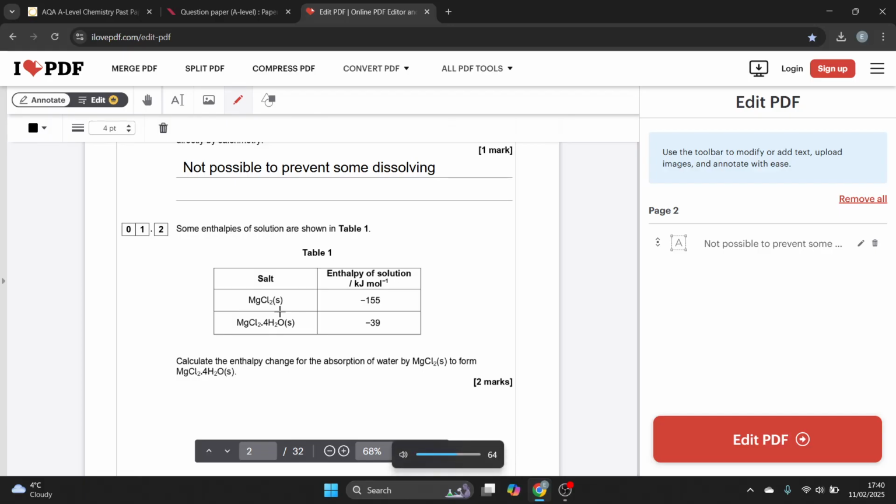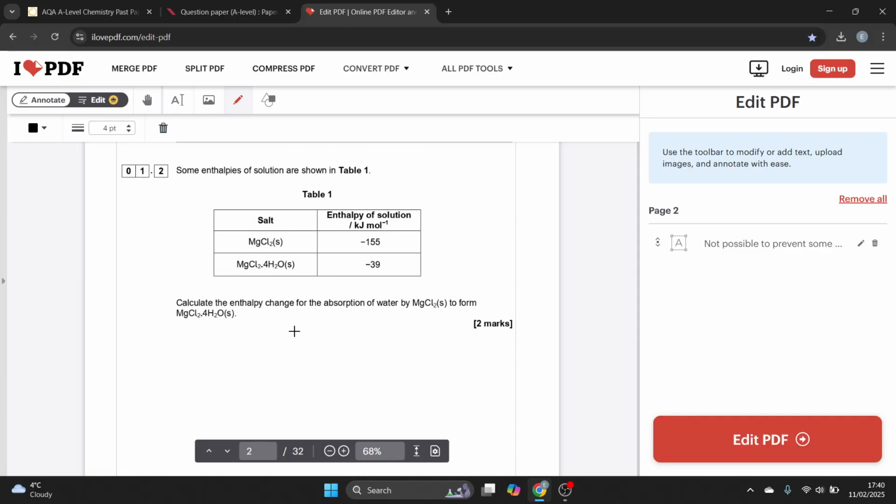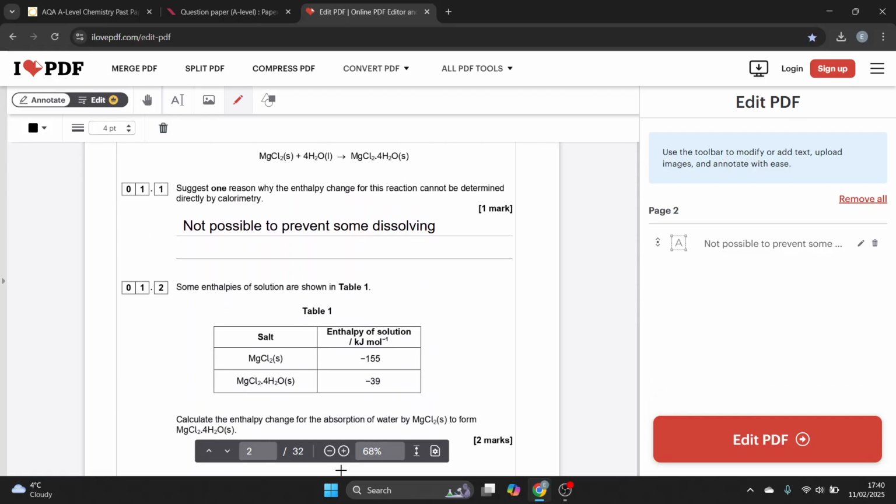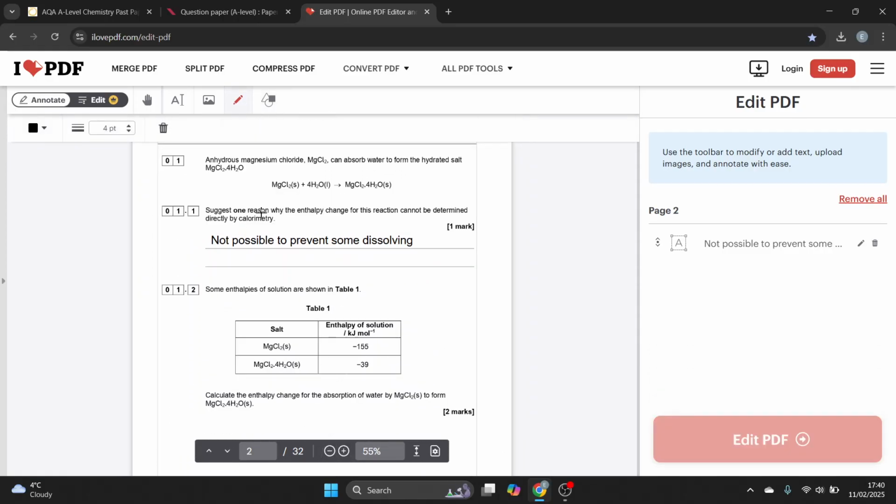Question 1.2. Calculate the enthalpy change for the absorption of water by magnesium chloride to form that. I'm given this, and I know from the equation here that's that. That's that, right? And I'm going to calculate the enthalpy change.